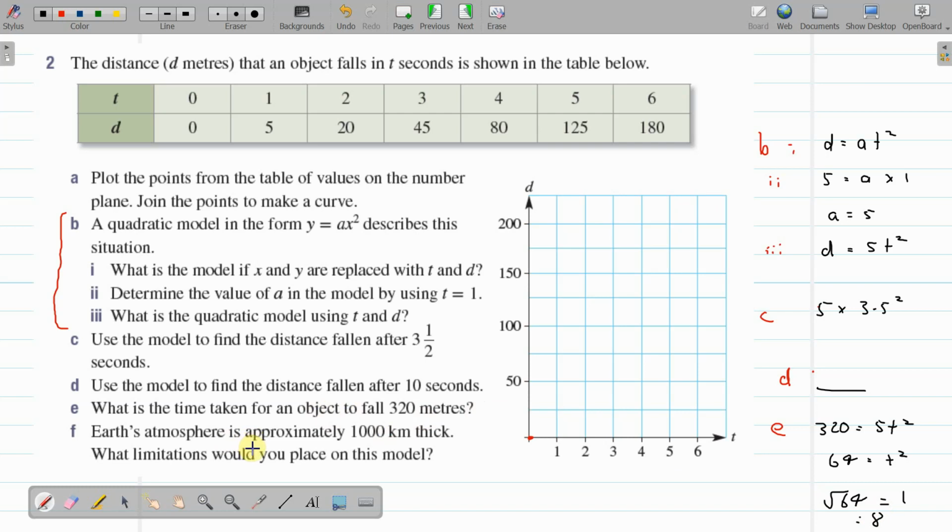Earth's atmosphere is approximately 1,000 kilometres thick. What limitations would you place on this model? Well, once you get past the atmosphere, then the rate of the distance falling is going to change a bit because of gravity. That's what that's all about.